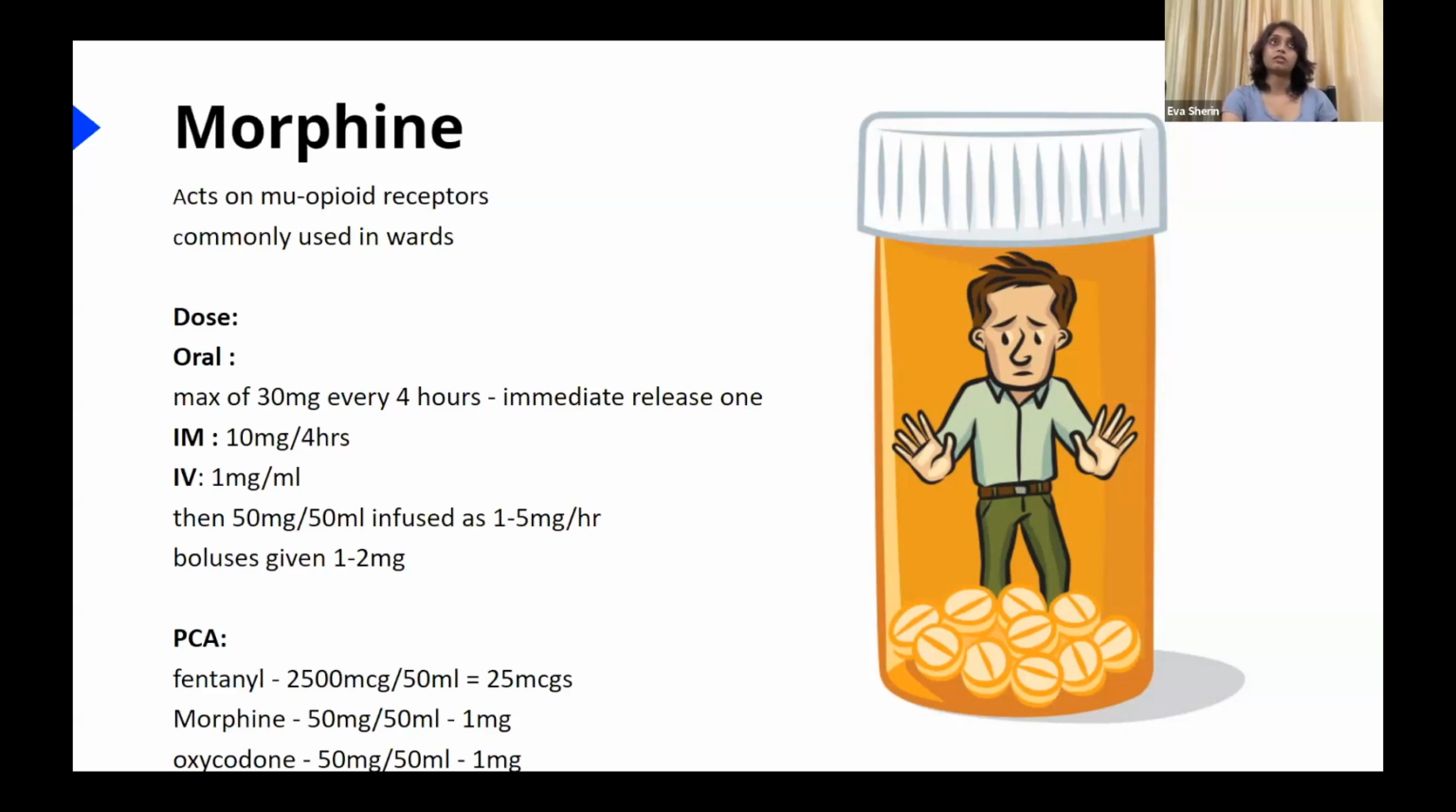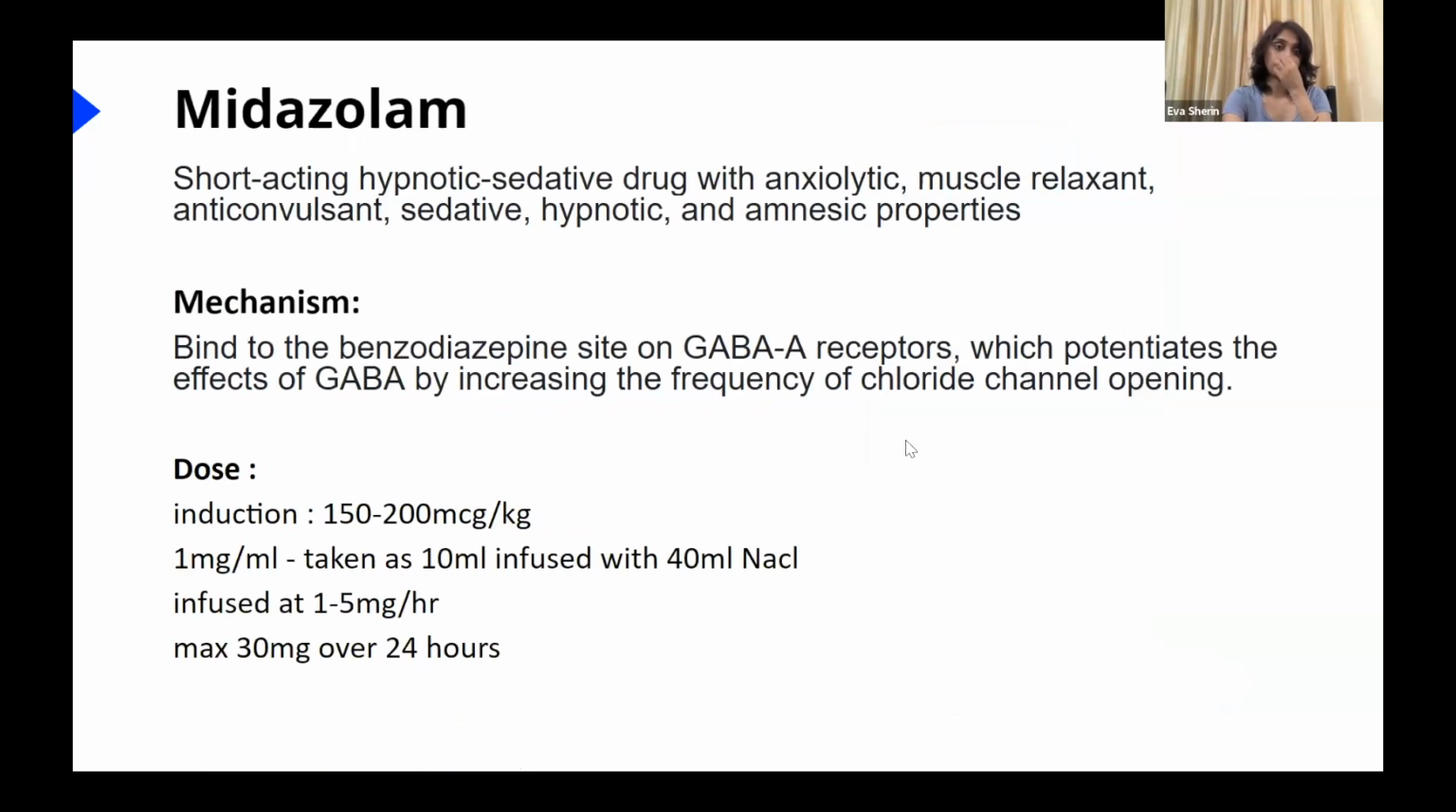PCA is something that we give mostly for post-surgical patients, especially in palliative care and all of that. Fentanyl is given at 25 micrograms, morphine at 1 milligram, and oxycodone at 1 milligram as well. And yes, morphine and fentanyl do have a high dependency risk. So you might want to cut it off or restrict it at one point when you know that it's going out of hand. But keep an eye out, basically.